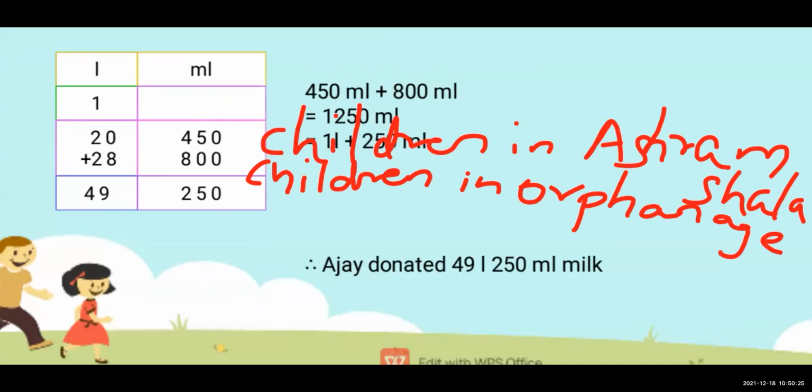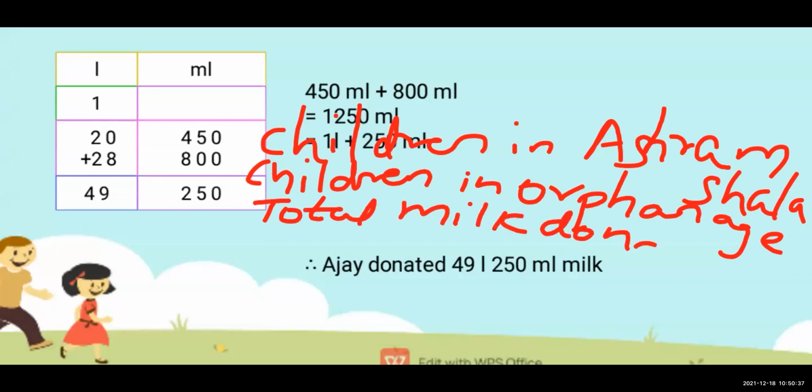Now what they ask, how much? How much milk did Ajay donated? तो यहाँ पे next statement क्या होगा? Milk, total milk donated. Total milk donated. Clear?